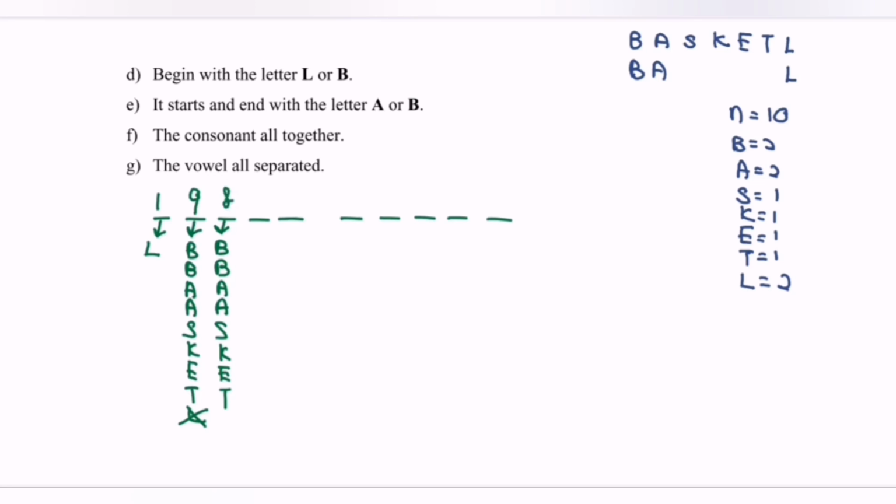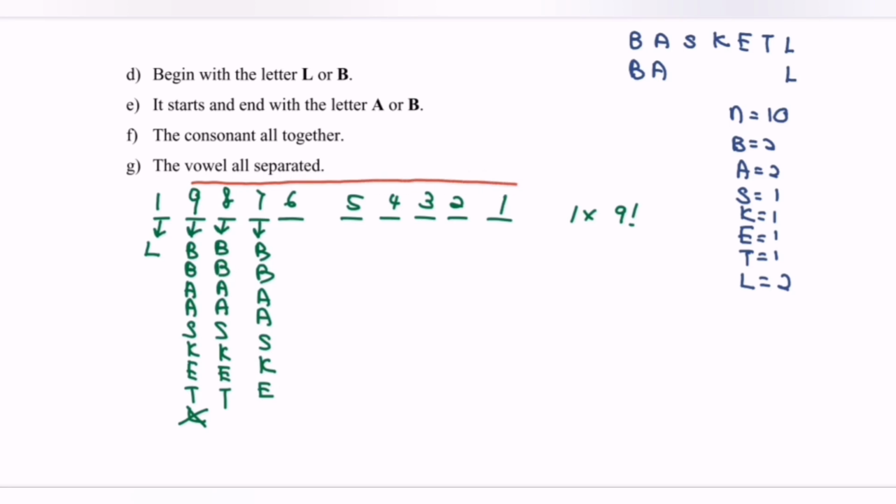Repeat the situation. And how many possible answers can we have for the fourth box? So the answer will be 7. So keep on repeating the situation. So here we will have 6, 5, 4, 3, 2, and 1. And we can express the situation as 1 multiplied with 9 factorial for this part. Then kindly refer to the situation, and here we have double B and double A for this part.